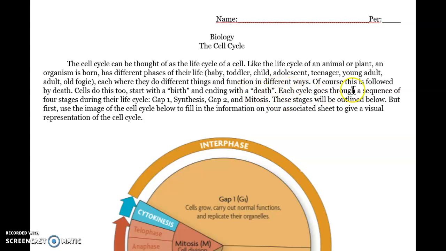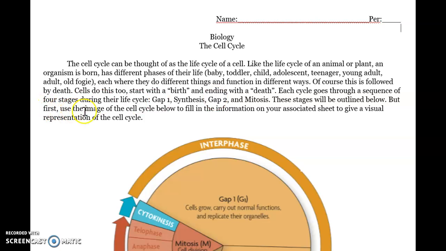Each cell goes through a sequence of 4 stages during its life cycle. The 4 stages are gap 1, or G1, synthesis, or S, gap 2, also known as G2, and mitosis, known as M. These stages will be outlined below.